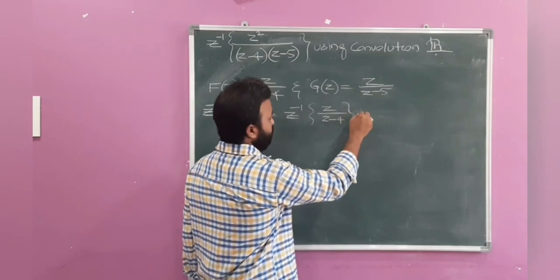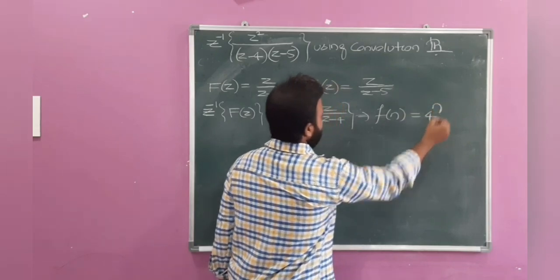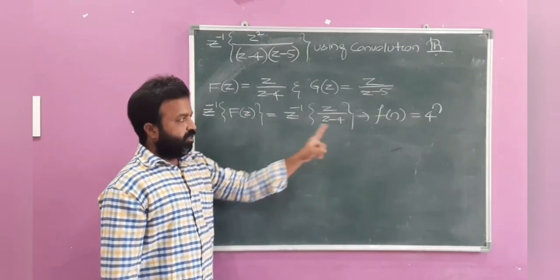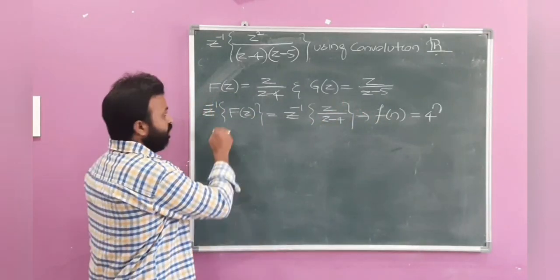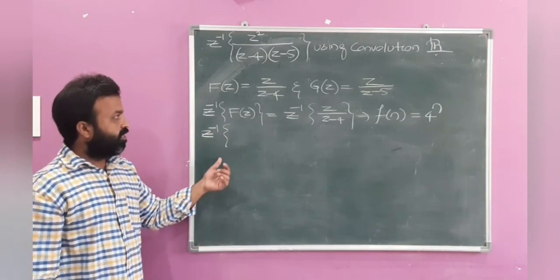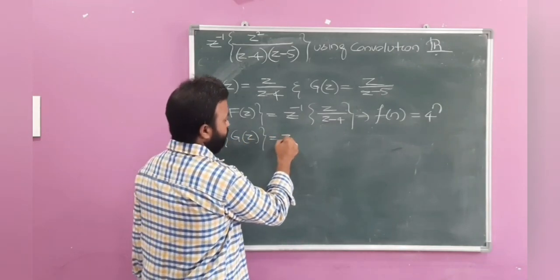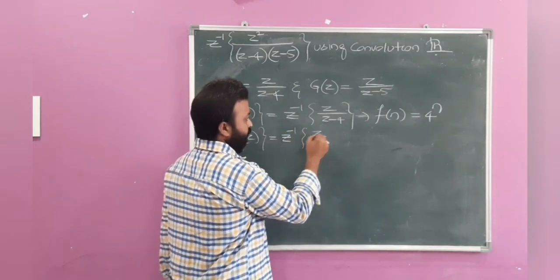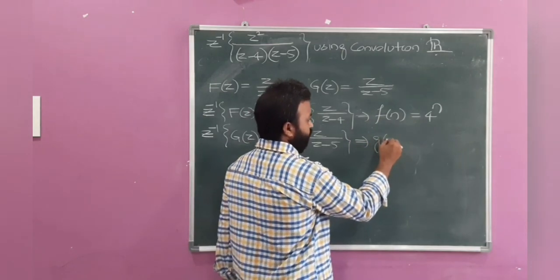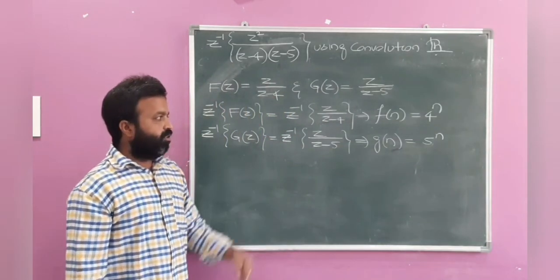So this gives f of n as 4 power n. Okay, so z by (z minus 4) gives 4 power n. Z inverse of F of z is f of n. So we find f of n, and similarly we apply the inverse transformation for G of z also. Then we have Z inverse of G of z equal to Z inverse of z by (z minus 5). So this implies I get g of n as 5 power n. So we have found f of n and g of n here.